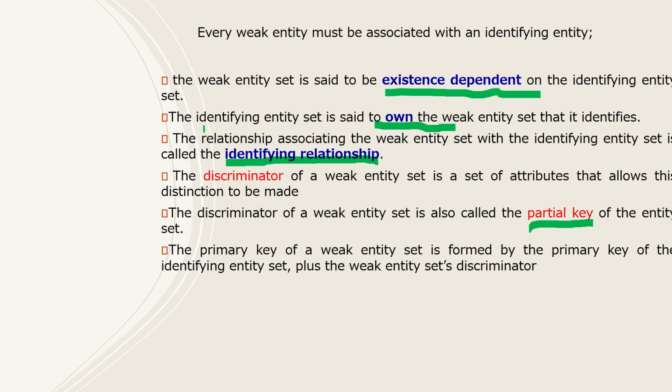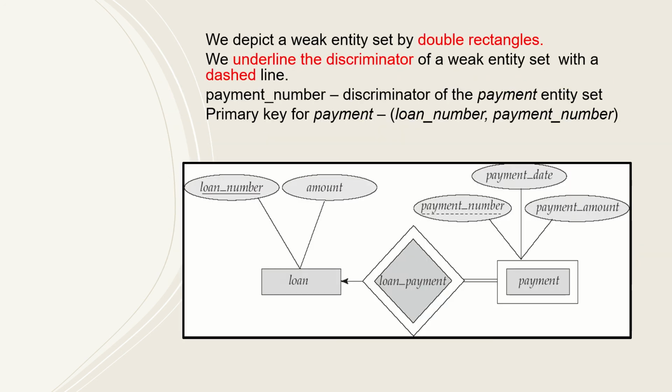A partial key is a combination of, that is, we are combining the primary key of the identifying entity set. Here we took the ID of employee plus the weak entity set's discriminator. Okay, so here I will show you another example. And before that, we have to study what notation is used to identify a weak entity set.